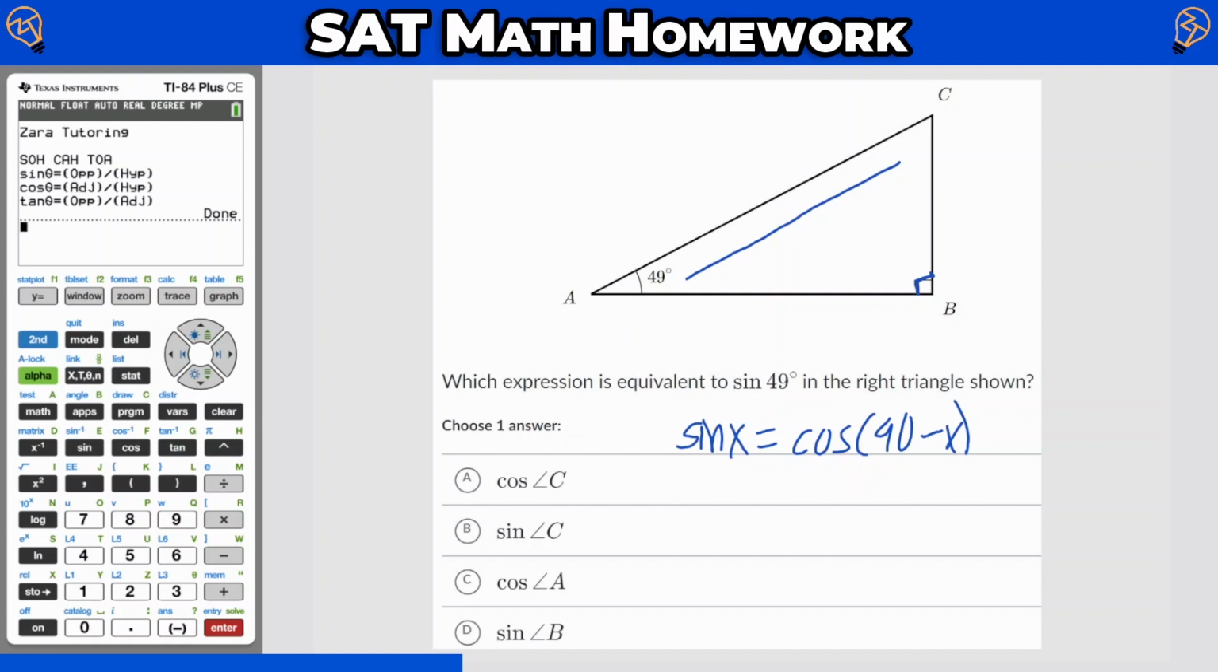And notice, let's say I do sine from here. Well, that's opposite, we'll call this y, over hypotenuse. So that's opposite over hypotenuse.